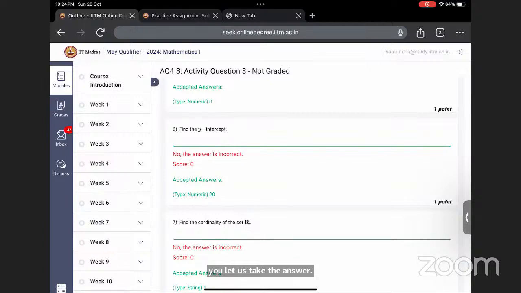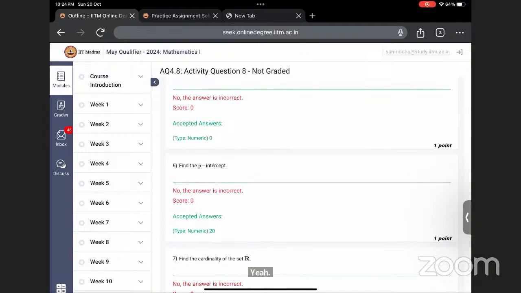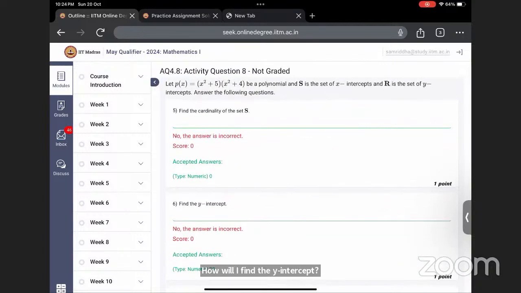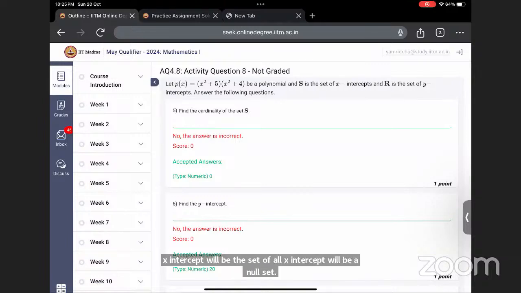Ma'am, how will I find the y-intercept? You have to equate x equal to 0. The y-intercept is the point 20. Got it. And the cardinality of the set S is 0 because we will not find any real roots. There is no point at which the graph cuts the x-axis, so the set of all x-intercepts will be a null set, phi, of cardinality 0.